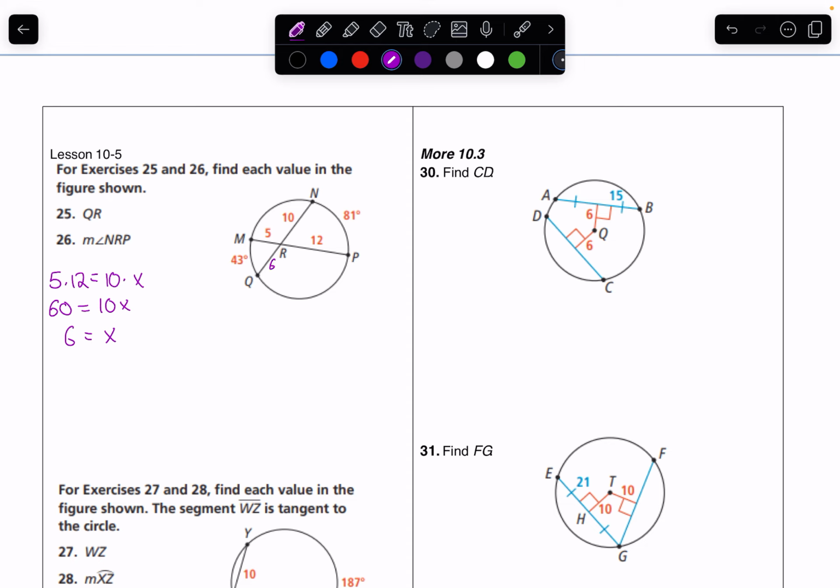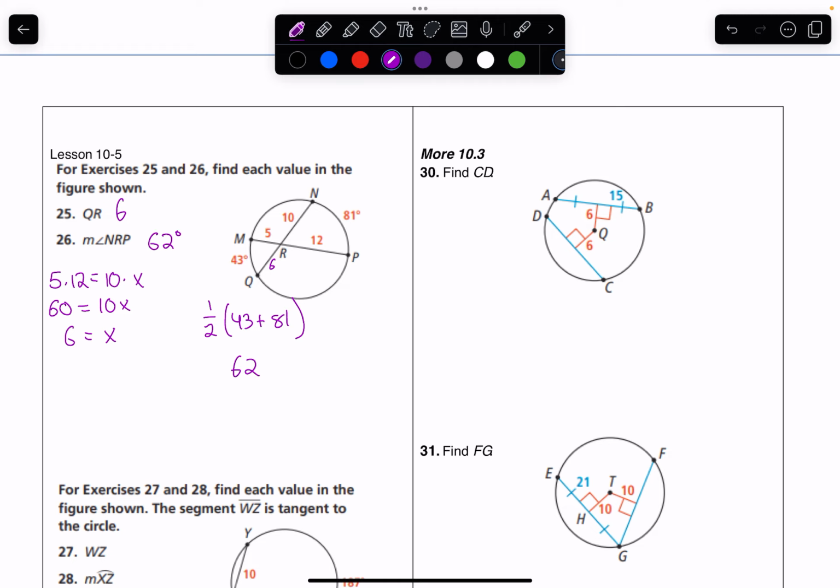Then to find the measure of angle NRP, we have these two intercepted arcs for this pair of vertical angles. So we're going to say half the sum of the arcs, 43 plus 81, is going to give us our answer. And what that will be is 62. So the measure of angle NRP is 62 degrees.